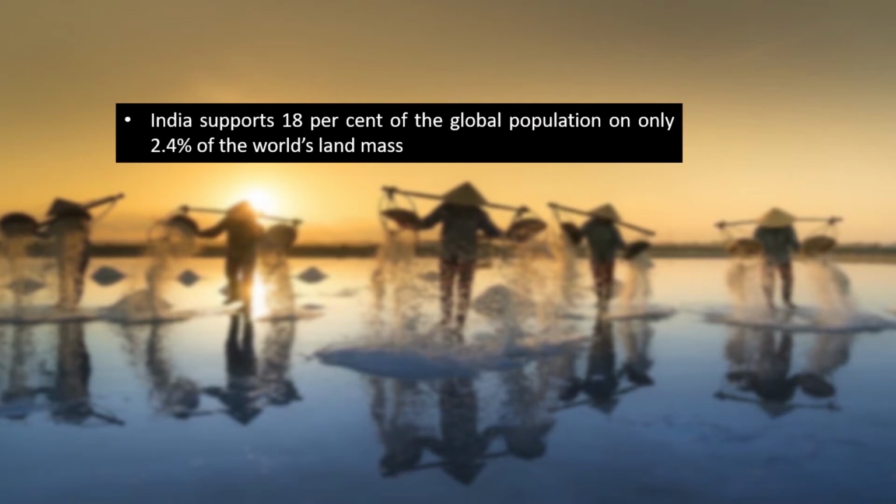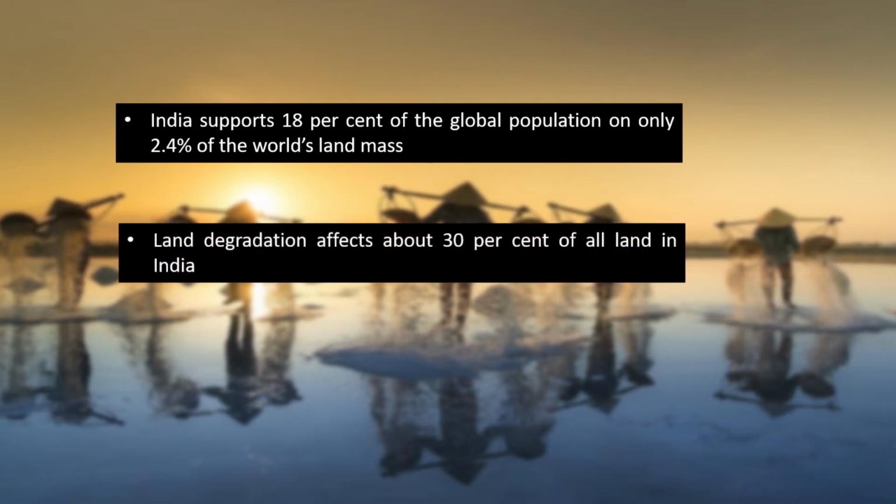Let us look at some of the figures, the scary figures which we have before us. We have 18% of the global population but only 2.4% of the global land mass. Land degradation is affecting 30% of all land in India.